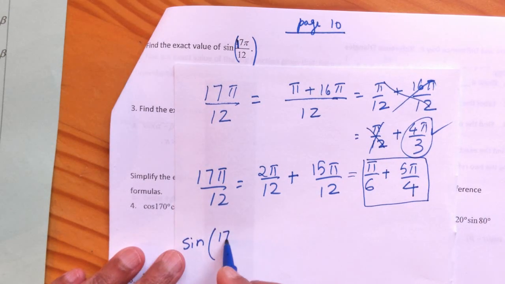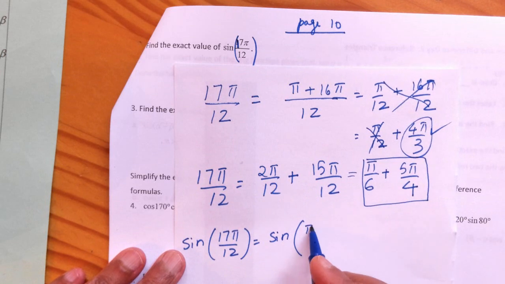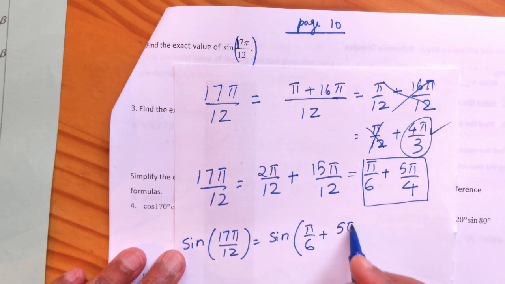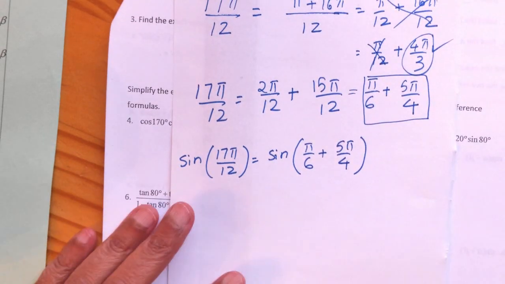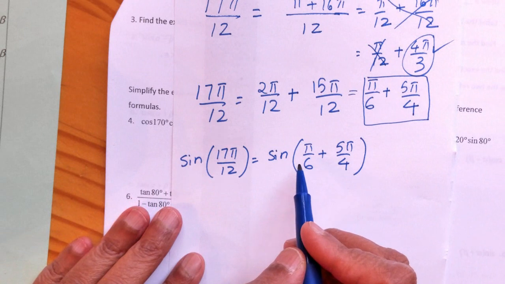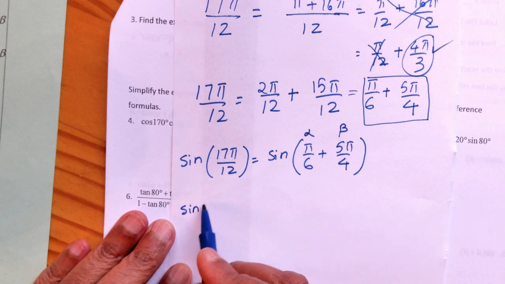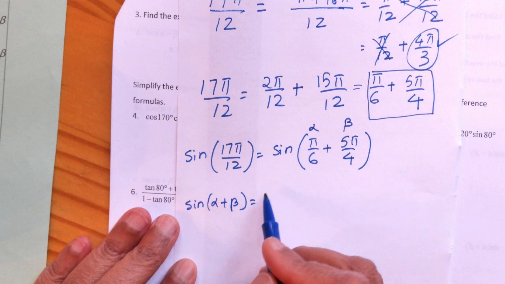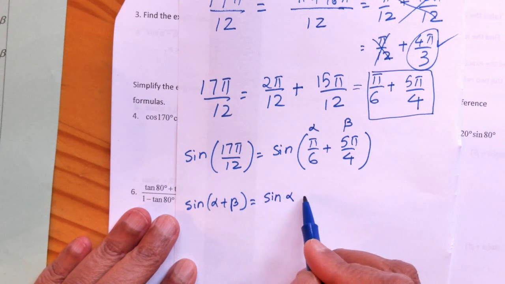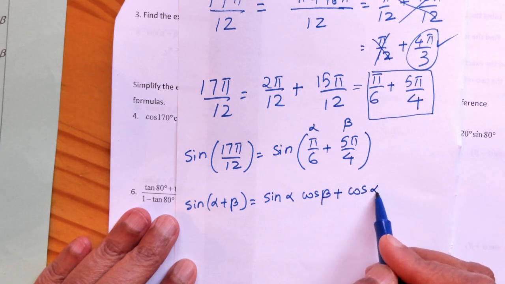So I'm going to write sine of 17 pi by 12 equals sine of, I can say 2 pi by 12 plus, but I want to go straight to this. Pi by 6 plus 5 pi by 4. Now this is nothing but your alpha and this is nothing but your beta. So I'm using the formula for sine alpha plus beta. I always like to use my formula sheet. Write down the formula so that I don't make mistakes. This is sine alpha, cosine beta. I'm just looking at my formula sheet and writing this down.